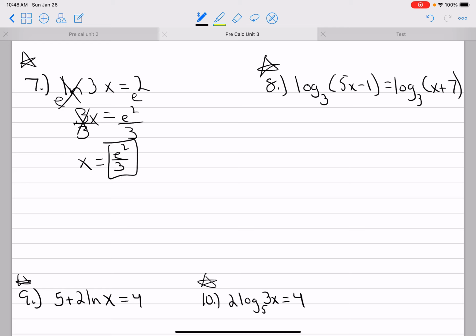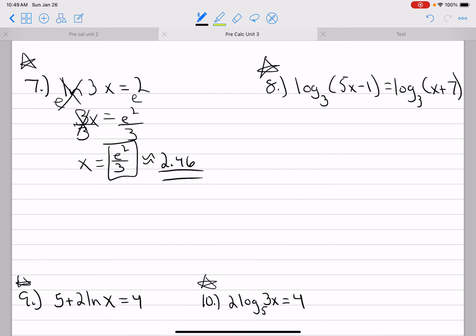You can keep it there. You can figure out what e squared is, because e is just a number. e squared over 3, and let's see, do I have an e on this calculator? Look at that, yes, I do. e squared equals about 7.389, divided by 3, which is approximately 2.46. Okay, all right, number 8.